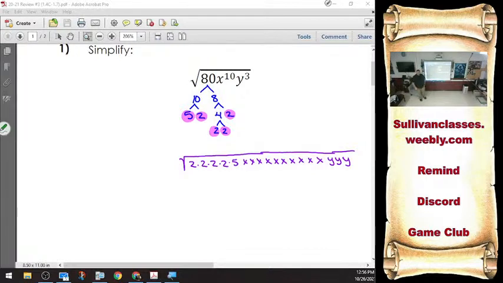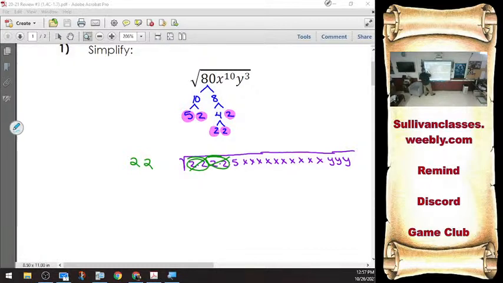Then, Landon said, we look for pairs, right? Something squared is something times itself. So, a pair of 2s rush the guard. Only one gets out alive.